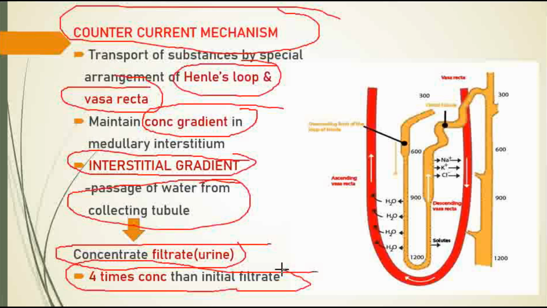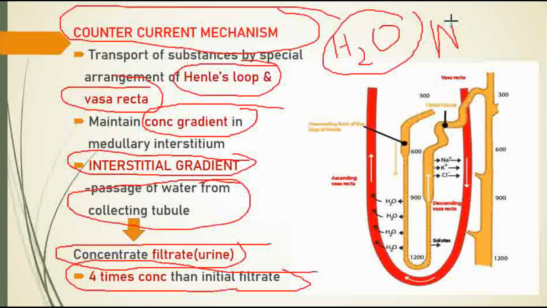And also the main function of the tubules பார்த்தீங்கன்னா, they recover H2O and NaCl, இது ரெண்டையும் தான் they recover from the urine. So that is the main function of this tubule. So thereby we get a more concentrated urine than the blood. So blood விட ரொம்ப concentrated நமக்கு கிடைக்கும்.